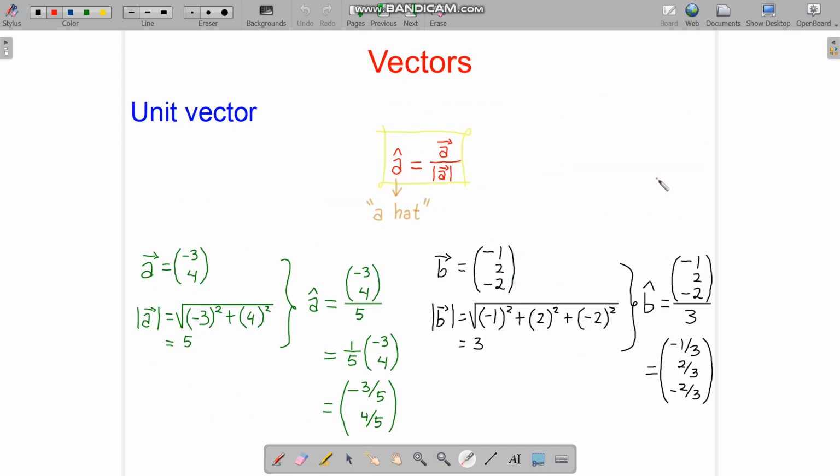And next we have the unit vector. We call this a hat, so we use the cap symbol. This means the vector a divided by the magnitude of that vector. For example, in 2 dimensions, the magnitude is 5, so minus 3 divided by 5, 4 divided by 5, we get this. And in 3 dimensions, you can find the magnitude, all the components divided by 3, so we get this. The unit vector means the magnitude of the vector is 1. So of course, if you find the magnitude here, it's 1.